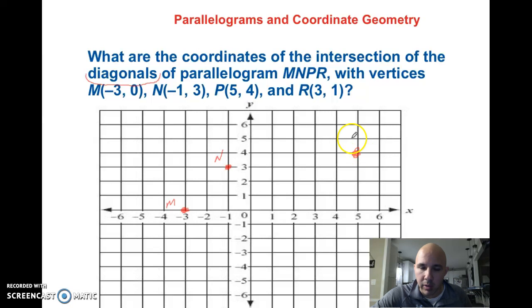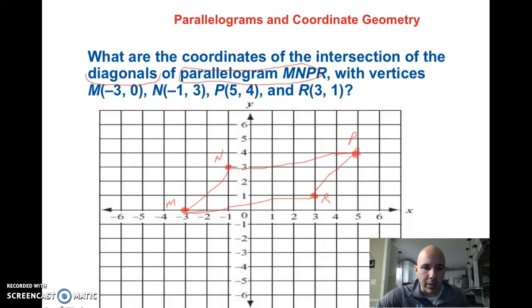Again, we know it's a parallelogram because it states it right there. So we know some fundamental properties there. There goes my P, and then R is 3, up 1. So there goes my (3, 1). This is letter R. Okay, the first thing I want to do is start connecting M to N. I want to go N to P. I want to go P to R. I want to go all the way back here. So there goes my parallelogram.